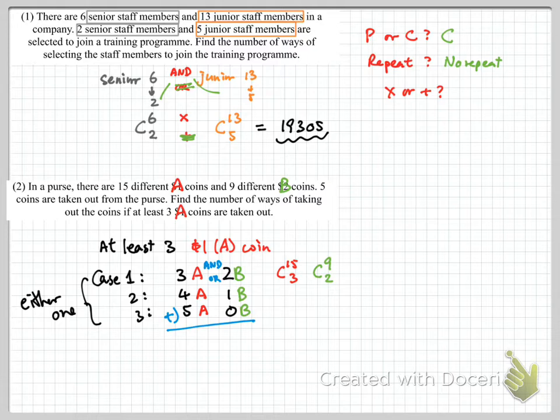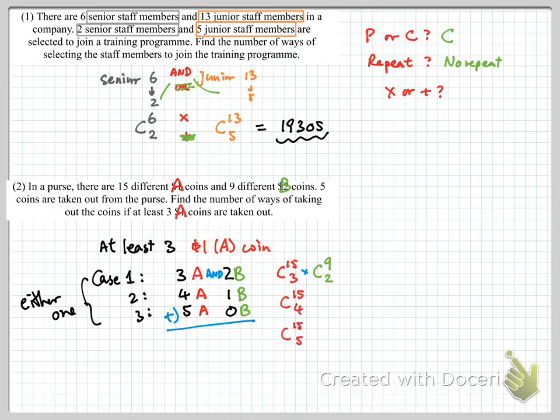Now you have 5 corn, so obviously it is 3A and 2B. And means we multiply them together. So similarly, for the other 2 cases, it goes like this. Sorry, it should be 15C4 and then 15C5.